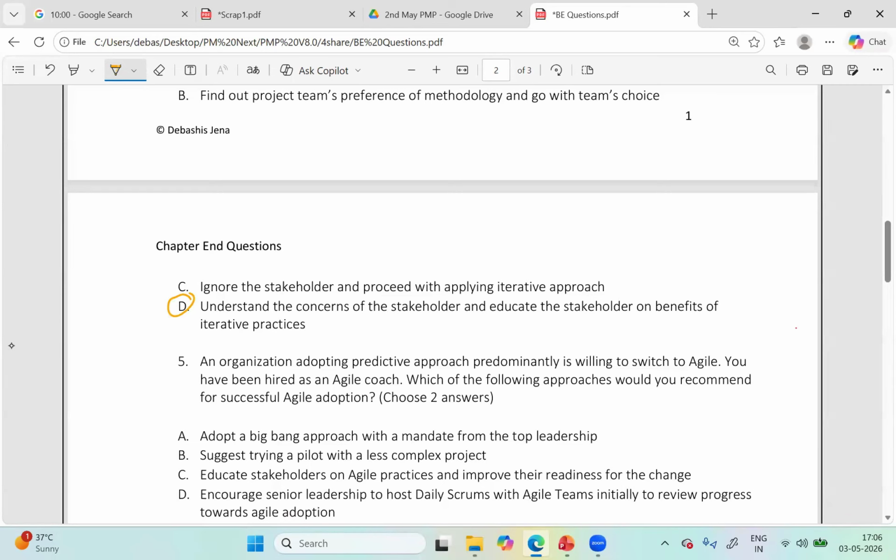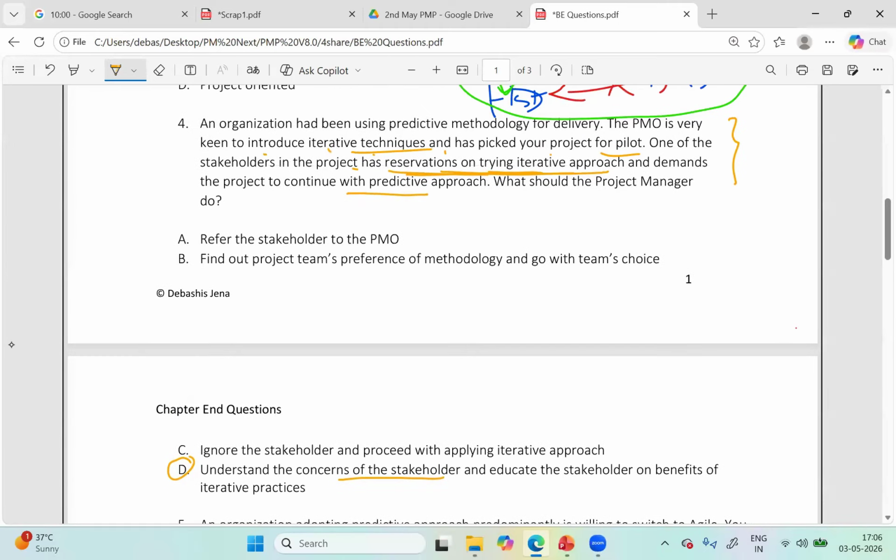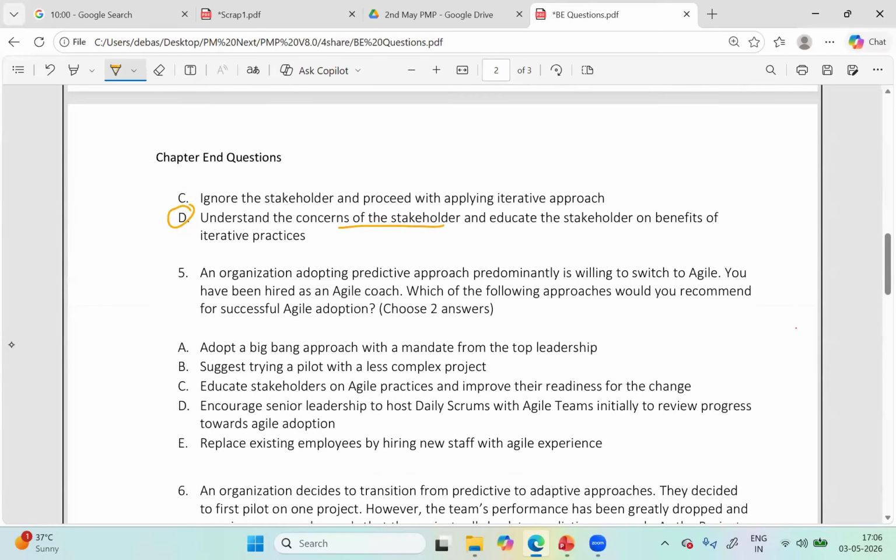It says, understand the concern of the stakeholder. That is, understand what reservation this guy has. All right. That's one thing. And second, educate the stakeholder on the benefits of iterative. Look, iterative being new, maybe the stakeholder doesn't understand the benefits and hence is resisting that. So if you educate the stakeholder on the benefits of iterative, the person would most likely understand and would agree. All right. So that would be the best way to handle this situation.